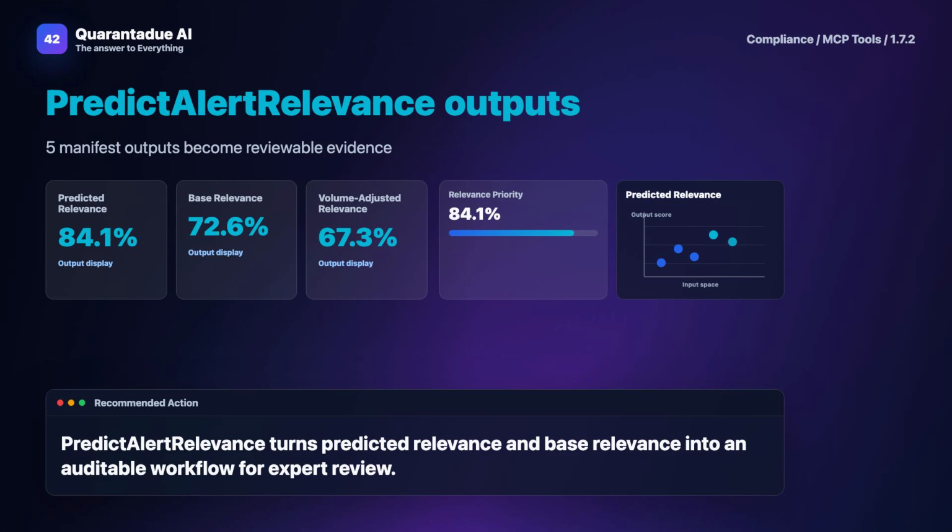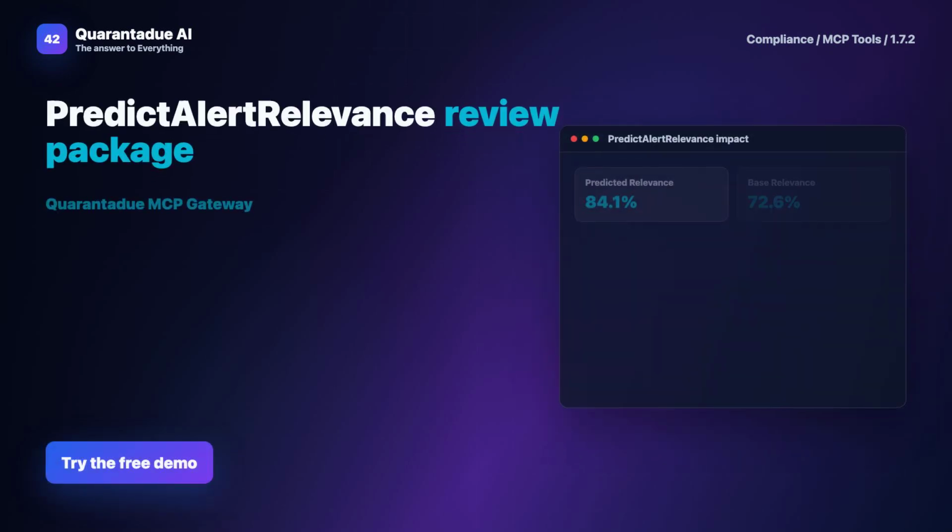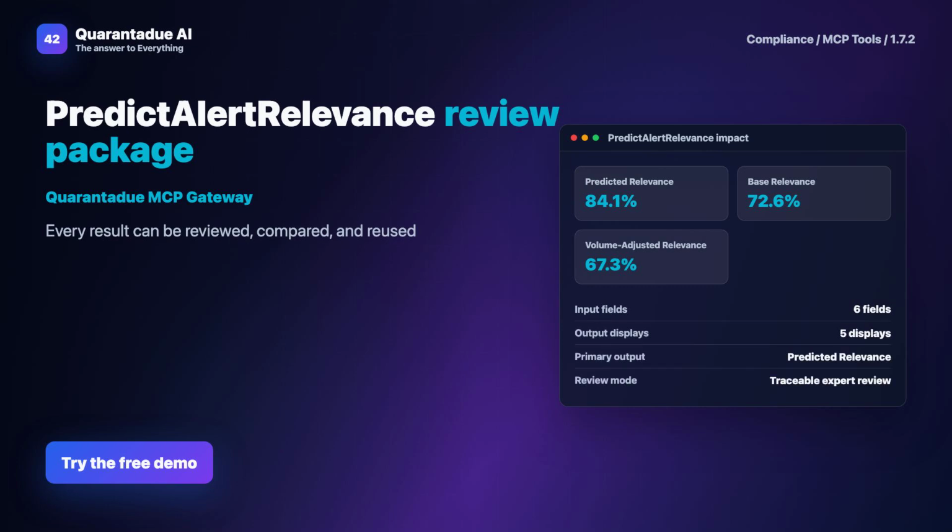Predict Alert Relevance returns structured outputs such as predicted relevance, base relevance, volume-adjusted relevance, relevance priority, and alert relevance details. These outputs are designed to support review, reporting, comparison, and follow-up actions. The value of Predict Alert Relevance is not just automation, it is a controlled way to turn repeated compliance work into a documented business process with clear inputs, transparent logic, and reusable outputs.